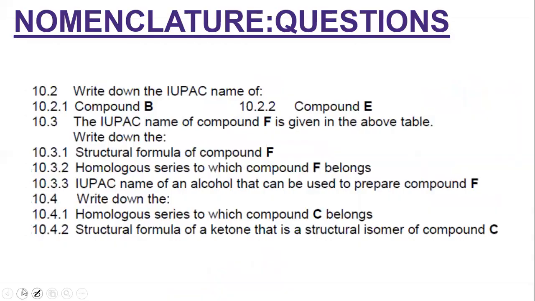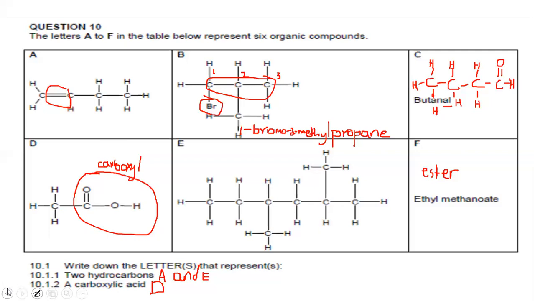Good. So now let's go to the next one. They want the IUPAC name of compound E. So let's go to compound E and look at it. Let's look at the longest carbon chain that has a functional group, if any. 1, 2, 3, 4, 5, 6.